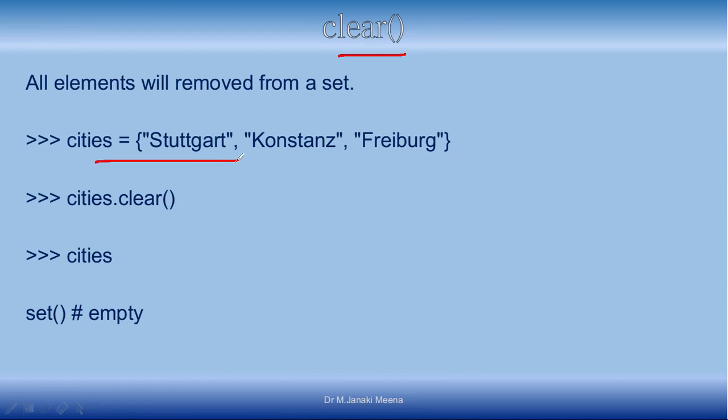So for example, if you have 3 city names like this, and when I say cities dot clear, it will remove all the elements from the set. If I try to print, the object will be there, but the clear function will only remove the elements from the object, but the object will still exist. So if I try to print cities, it is printing an empty set.